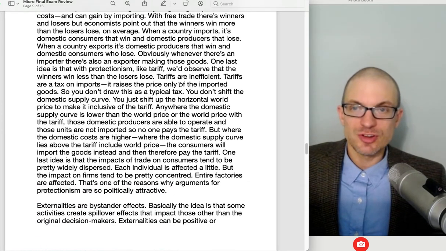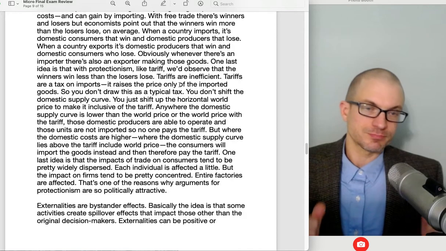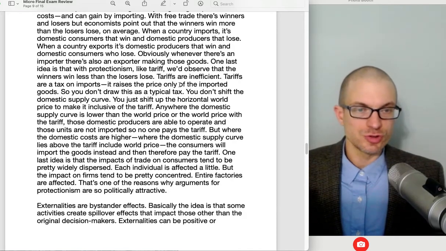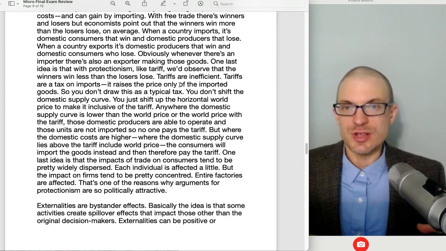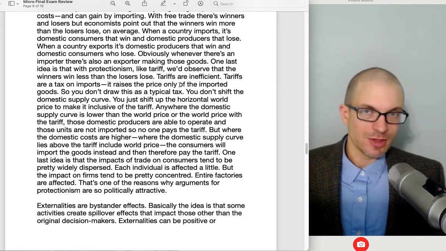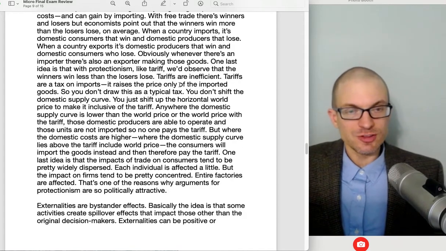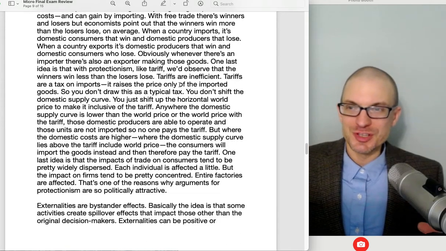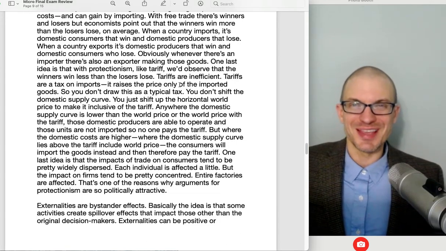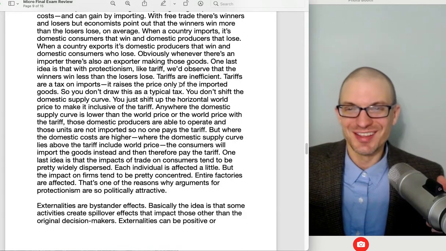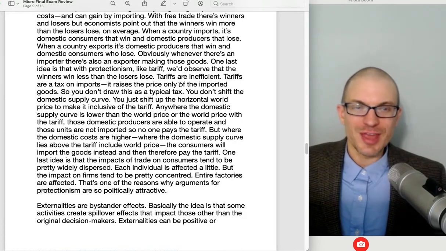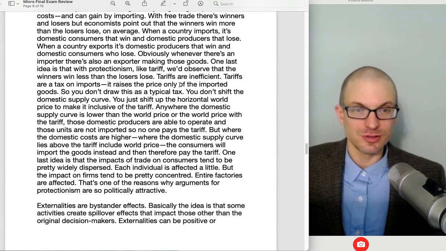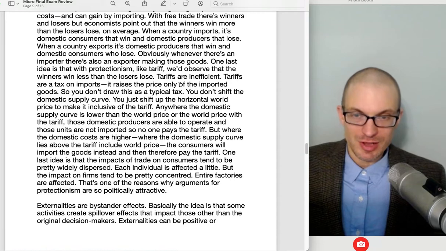One key observation is that with free trade, there are winners and losers. Economists point out that with free trade, winners win more than the losers lose on average. When a country imports, domestic consumers win and domestic producers lose. When a country exports, domestic consumers lose and domestic producers win. Obviously, whenever there's an importer, there has to be an exporter on the other side facilitating that transaction. One last idea is that with protectionism, like tariffs, we'd expect the winners to win less than the losers lose, meaning tariffs are inefficient.